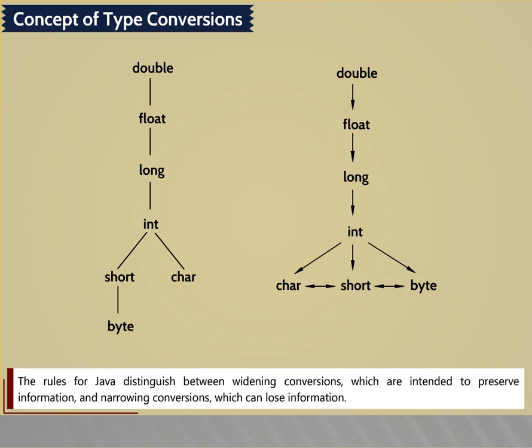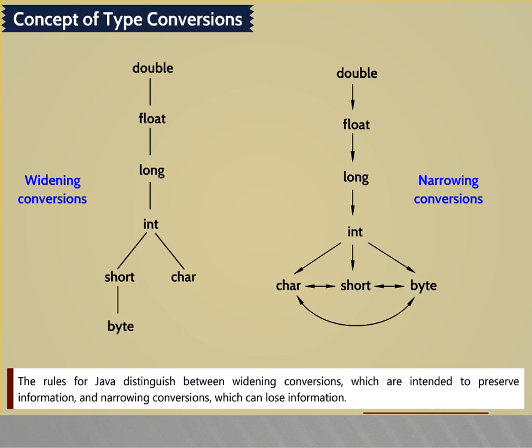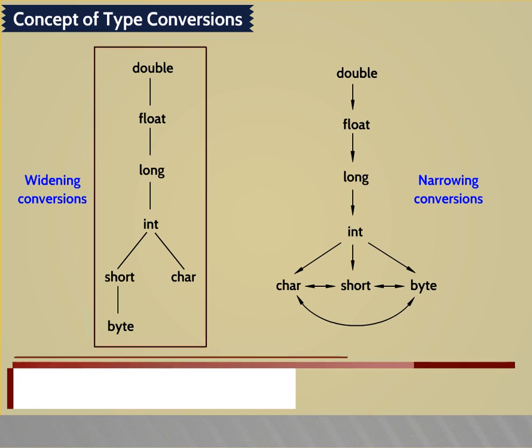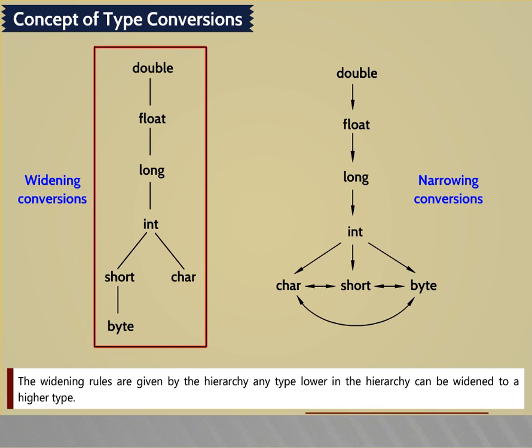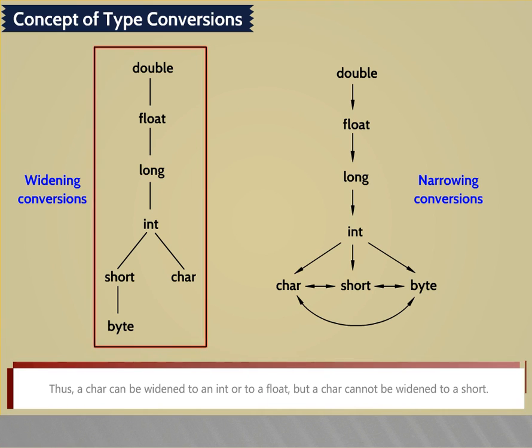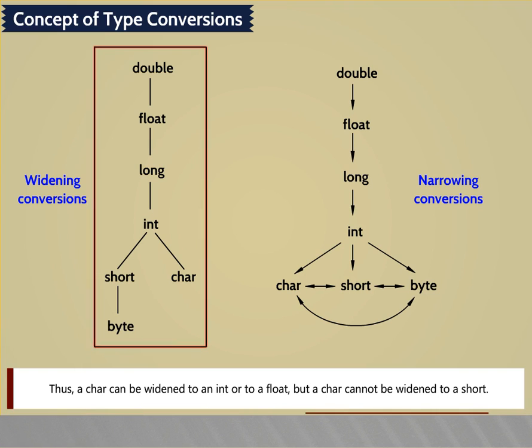The rules for Java distinguish between widening conversions, which are intended to preserve information, and narrowing conversions, which can lose information. The widening rules are given by the hierarchy. Any type lower in the hierarchy can be widened to a higher type. Thus, a char can be widened to an int or to a float, but a char cannot be widened to a short.